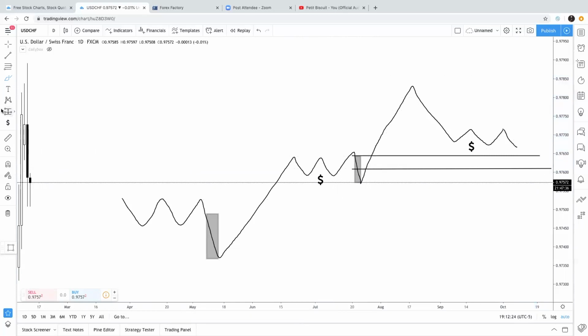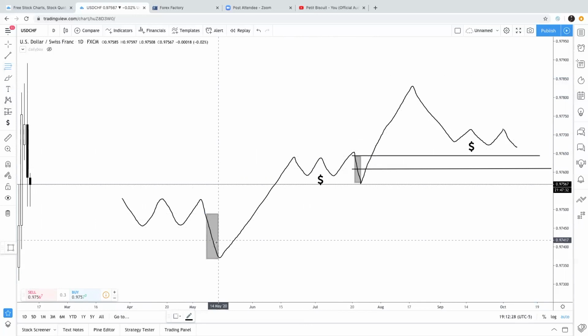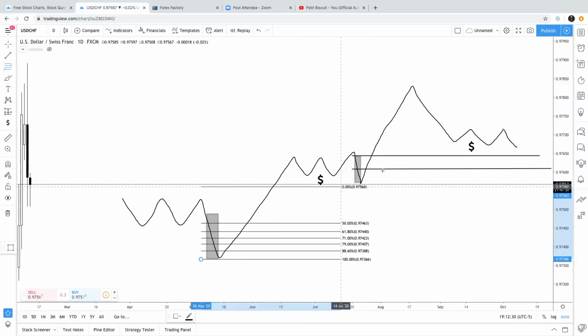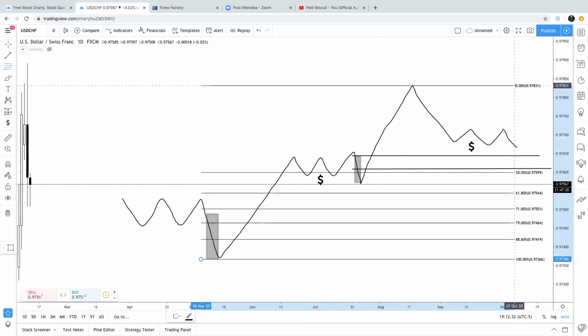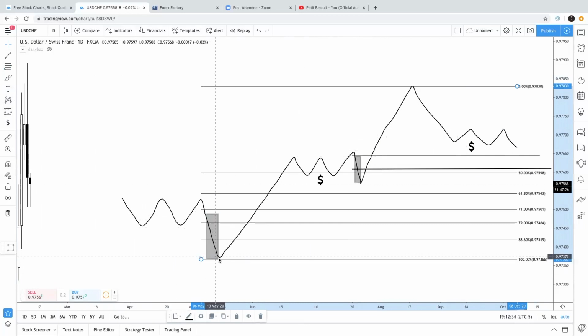But I want to show you guys this. I'm going to take my Fibonacci tool, right? I'm going to draw it from the low, and I'm going to bring it up to the high. Okay, here's the low I was looking at.